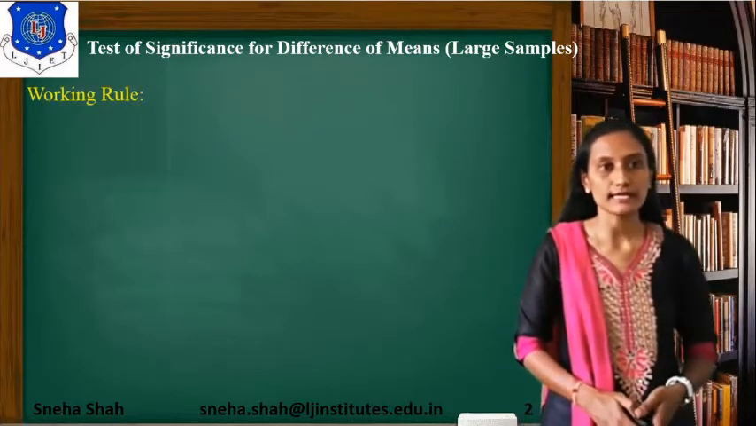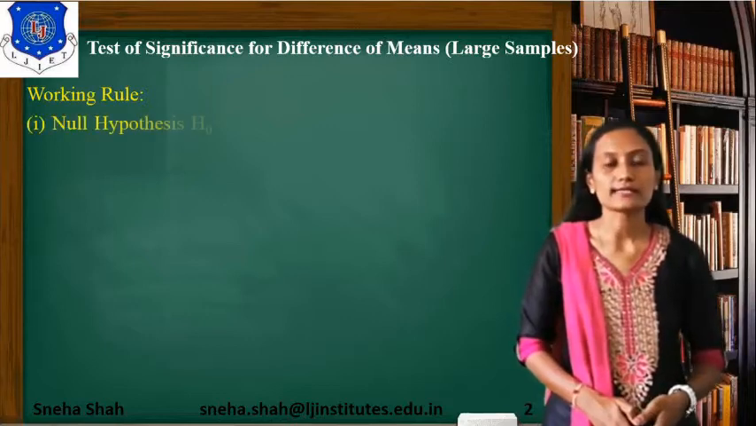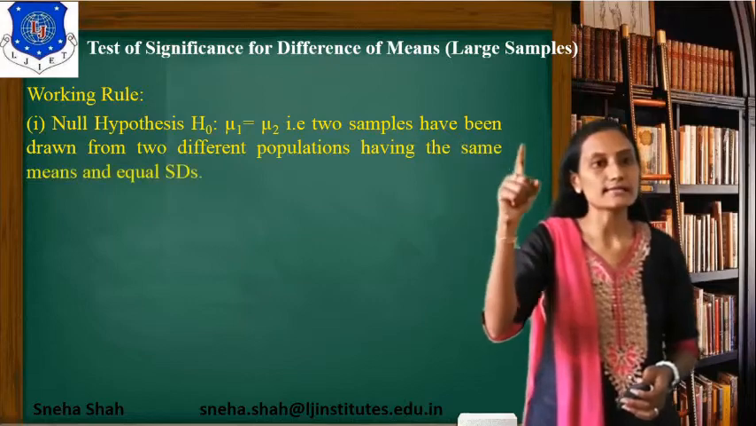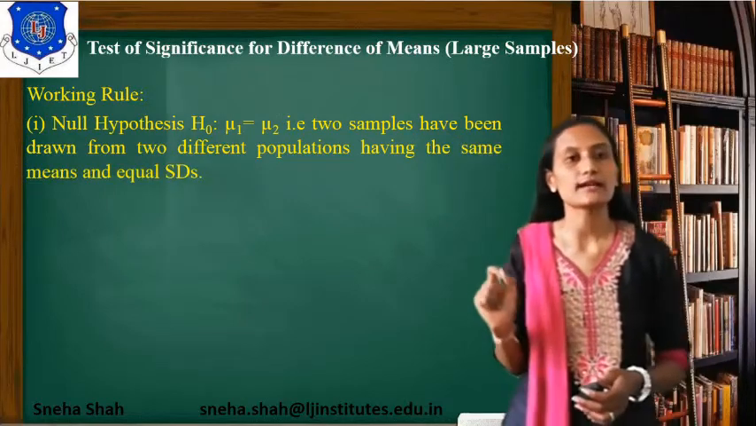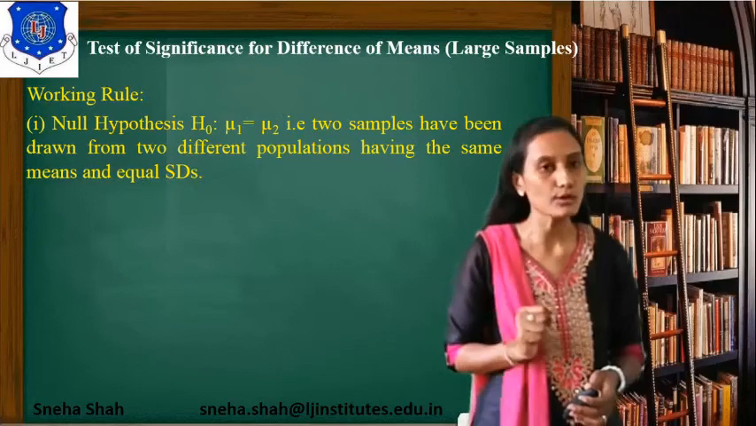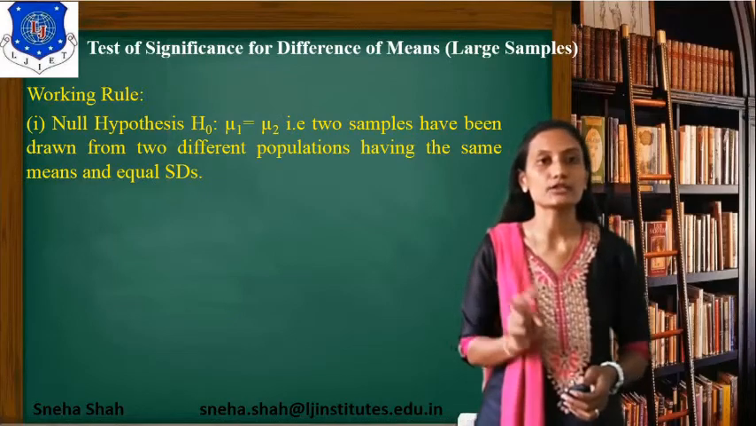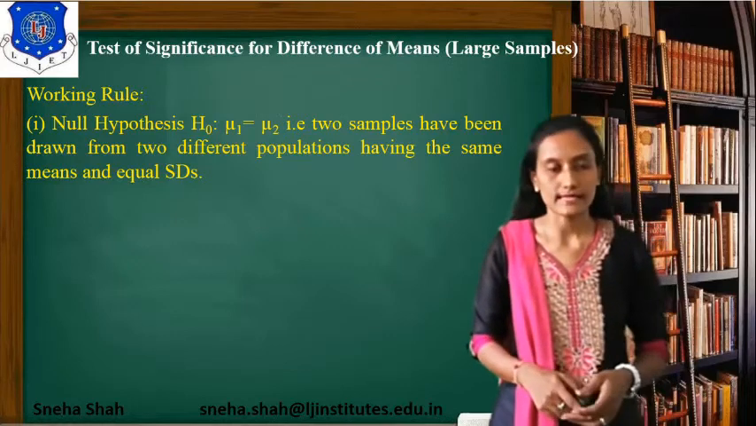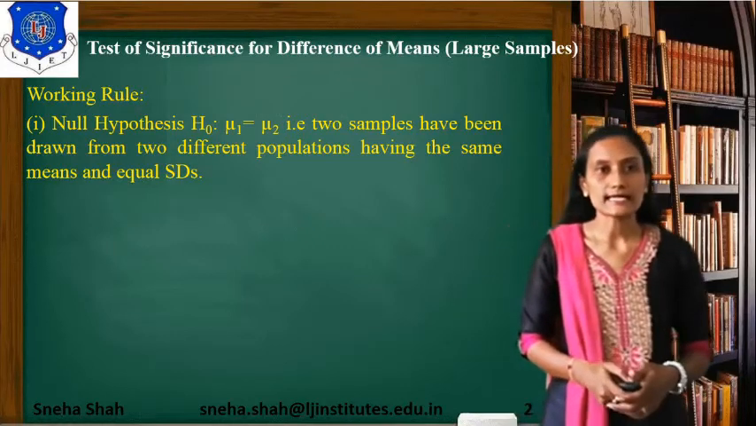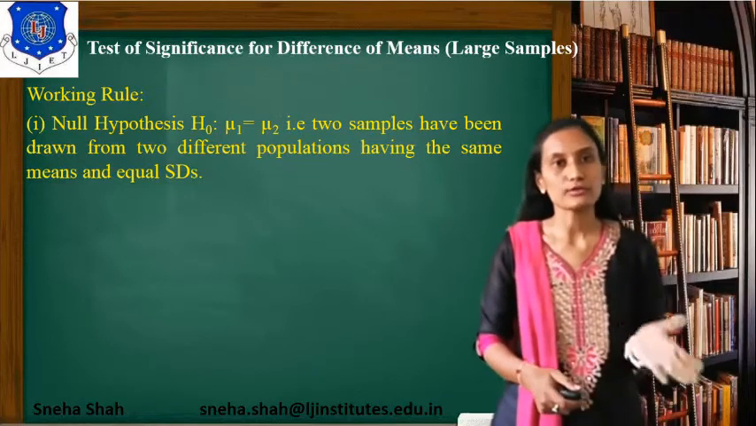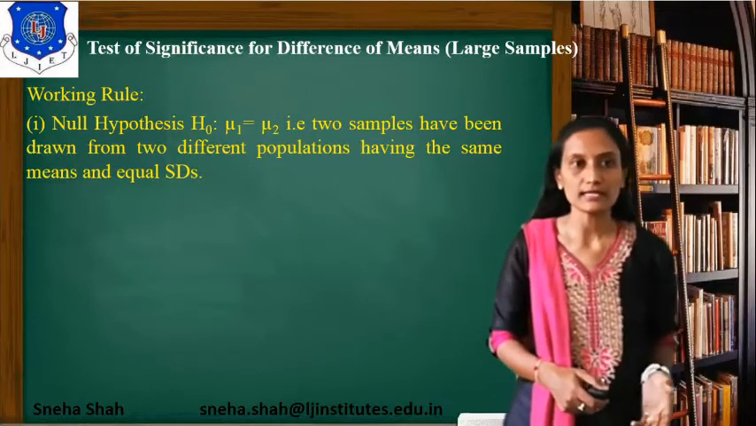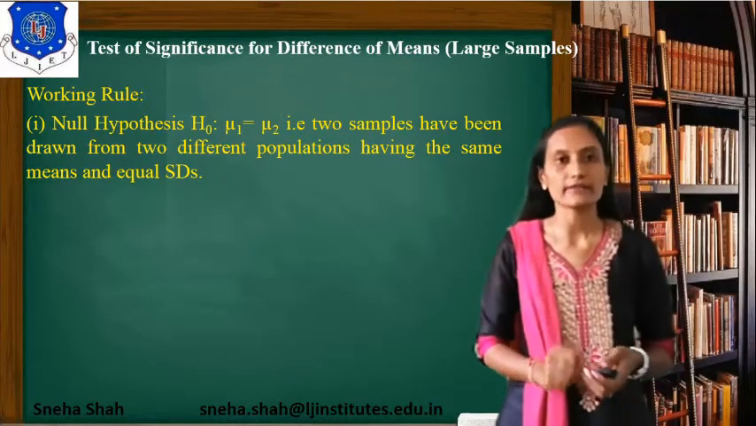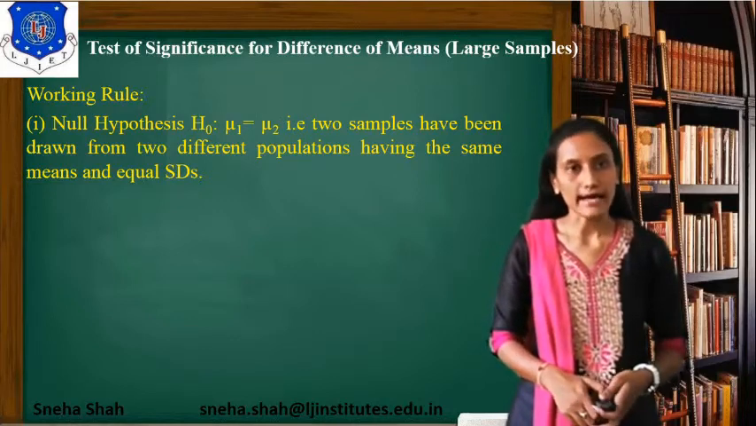The first rule is we define the null hypothesis, meaning we are assuming something. Suppose the null hypothesis is defined as H0, in which we assume that mu1 equals mu2. It means if we take two different means, then we assume that these two means are the same. So we can say that the two samples have been drawn from two different populations but having the same mean and equal standard deviation. This is considered as the null hypothesis.